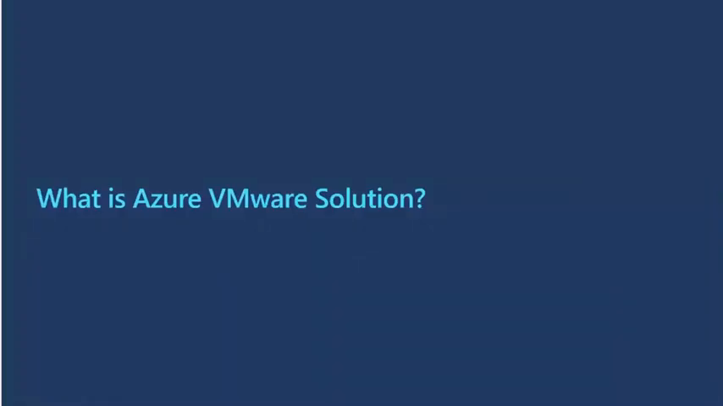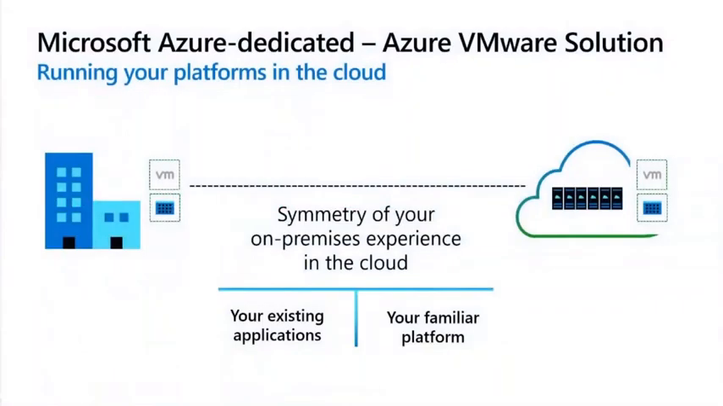So what is Azure VMware Solution? Azure VMware Solution is basically your environment running in the cloud. It's basically a VMware installation on bare metal running in an Azure data center that can be connected to your on-prem VMware environment, so that your applications and your workloads can seamlessly transfer from one to the other.